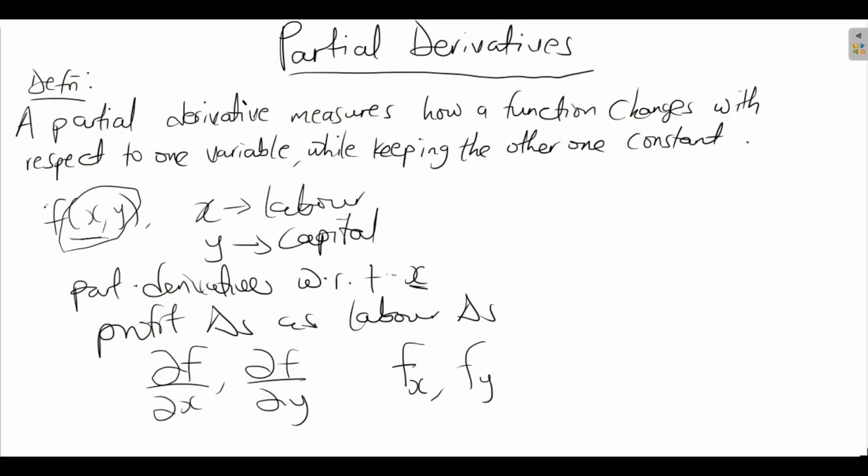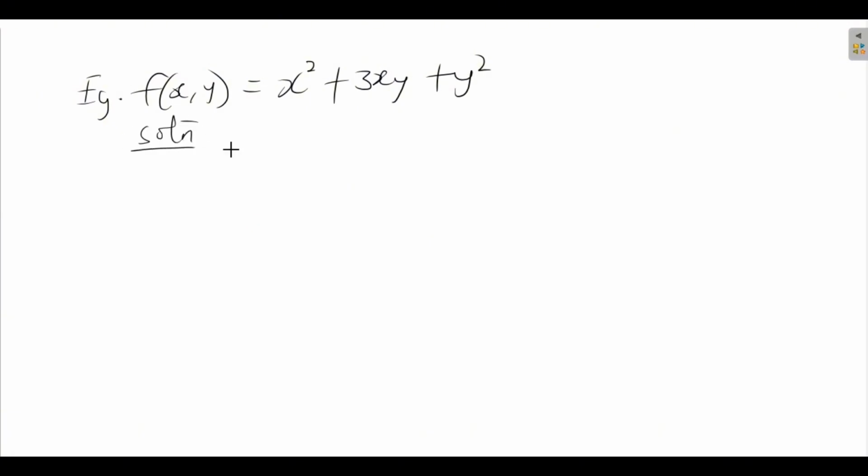So now let's pick an example. Maybe we choose a function and then we try to find its partial derivative. Let's look at this simple example. Now in this example, we have that f of x y is equal to x squared plus 3xy plus y squared. So we want to find the partial derivatives with respect to x first before we do y. So we want to find the partial derivative of f with respect to x.